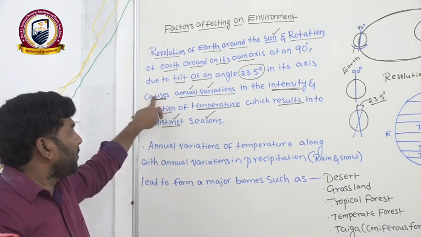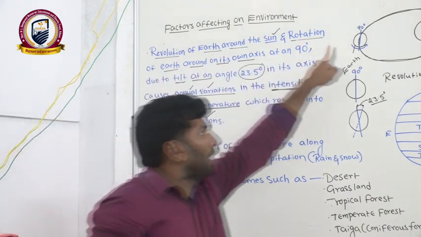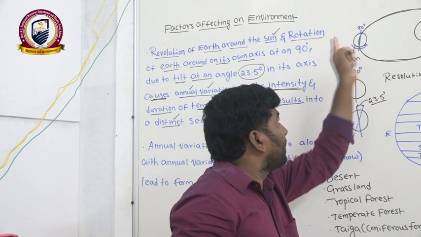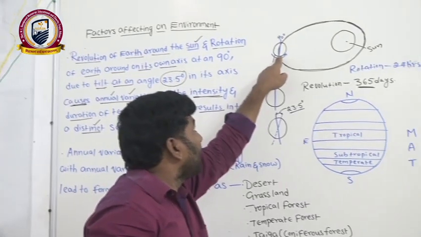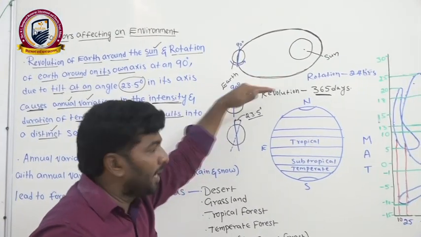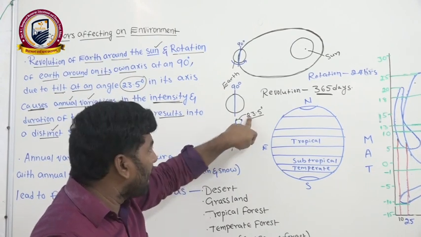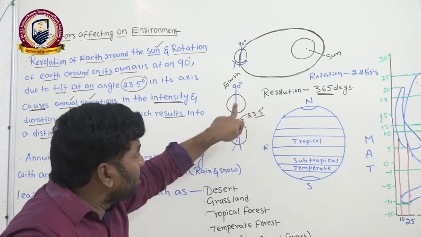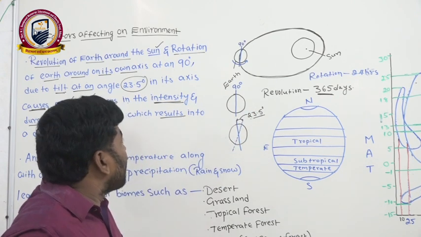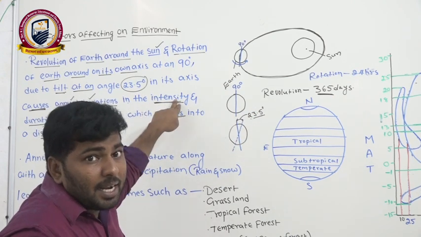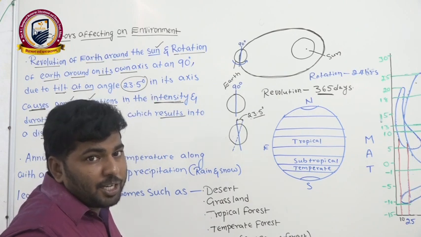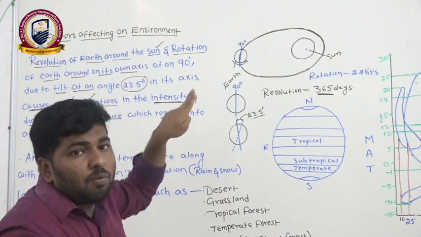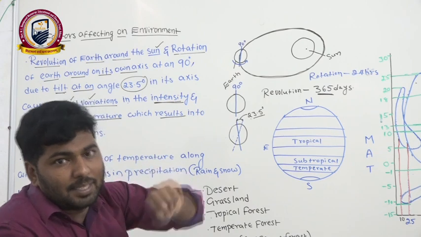Right. Now you can see here, I told you that during the revolution and rotation of Earth, the Earth's angle is a little bit bending. Bending means tilting. That angle is 23.5 degrees of tilt. Due to this tilt, variations are happening in the intensity and duration of temperature. It leads to the formation of different seasons.